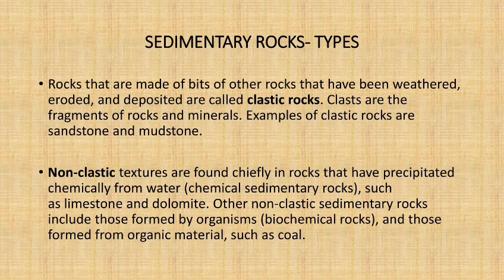There are two types of sedimentary rocks: clastic rocks and non-clastic rocks. Now, clastic rocks are fragments of rocks and minerals, and they are made up of bits of rocks that have been eroded and weathered. Whereas non-clastic rocks are textures found in rocks that have been precipitated chemically from water. Those are also called chemical sedimentary rocks. For example, non-clastic rocks we can say limestone and dolomite, whereas clastic rocks are sandstone and mudstone.